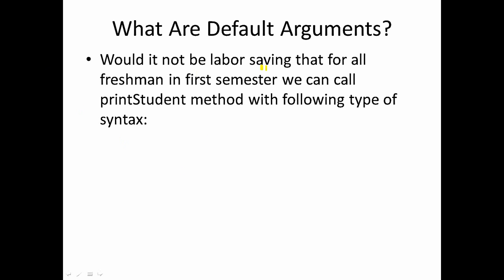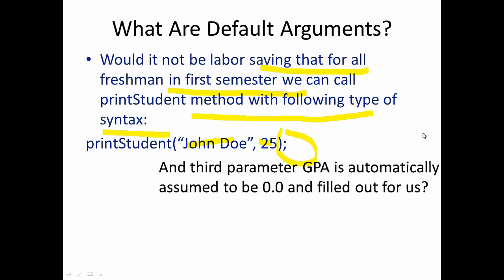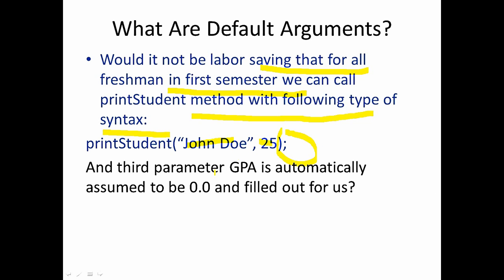Wouldn't it be labor saving that for all freshmen in the first semester we can call the print student method with the syntax such as below? Since they all will have 0.0 for GPA, we can just skip it, have nothing here, and just pass the name and the age. Okay, so basically what we are asking VB.NET is that the third parameter GPA should be automatically assumed to be 0 and should be filled out for us rather than adding 0.0 as the third parameter.